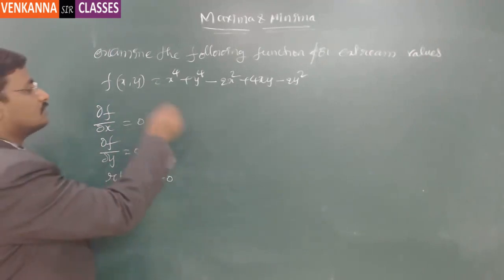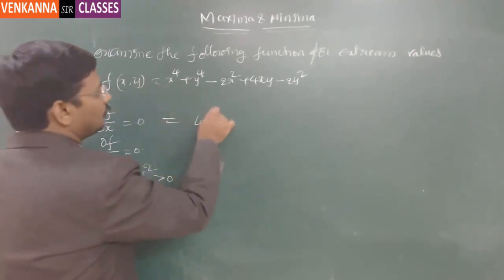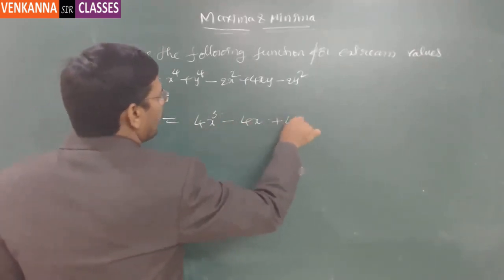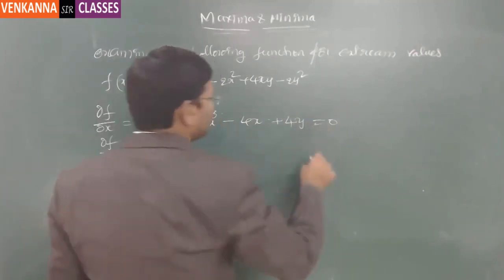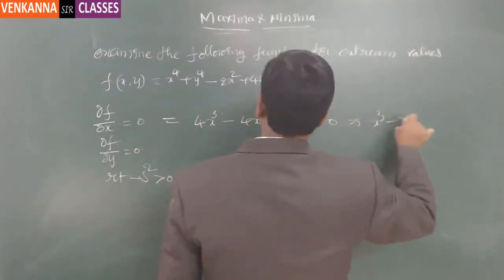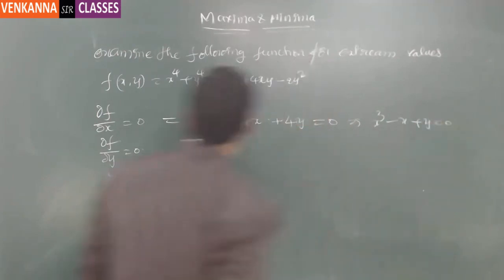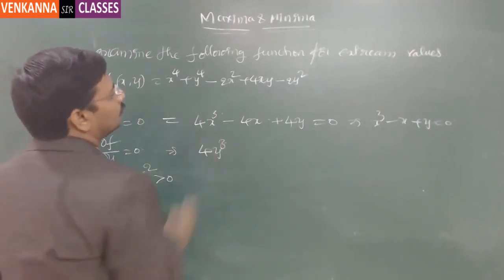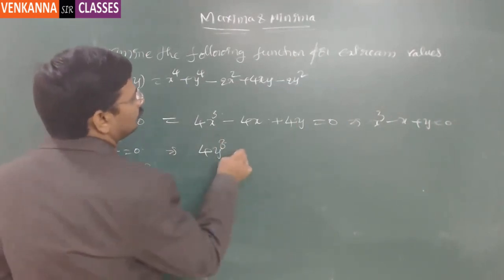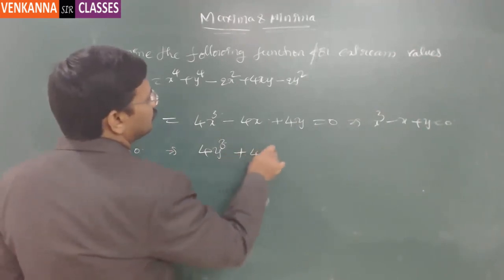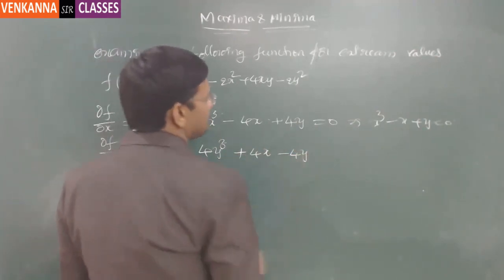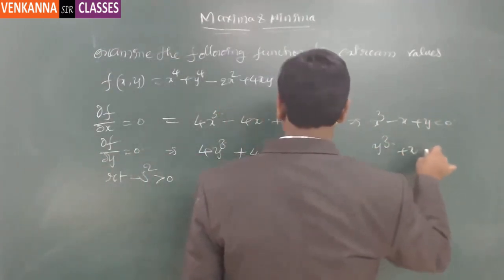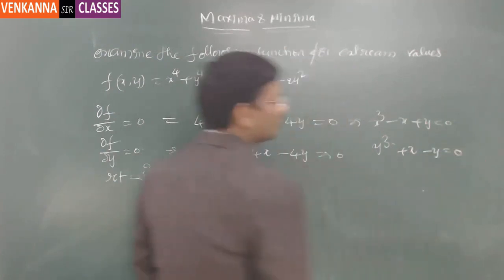Now we'll see. So what is dou f by dou x? This is 4x cube minus 4x plus 4y, and this is equal to 0. It implies x cube minus x plus y equal to 0. And then dou f by dou y also is equal to 0. That is 4y cube plus 4x minus 4y. This is equal to 0. Then this is y cube plus x minus y equal to 0.